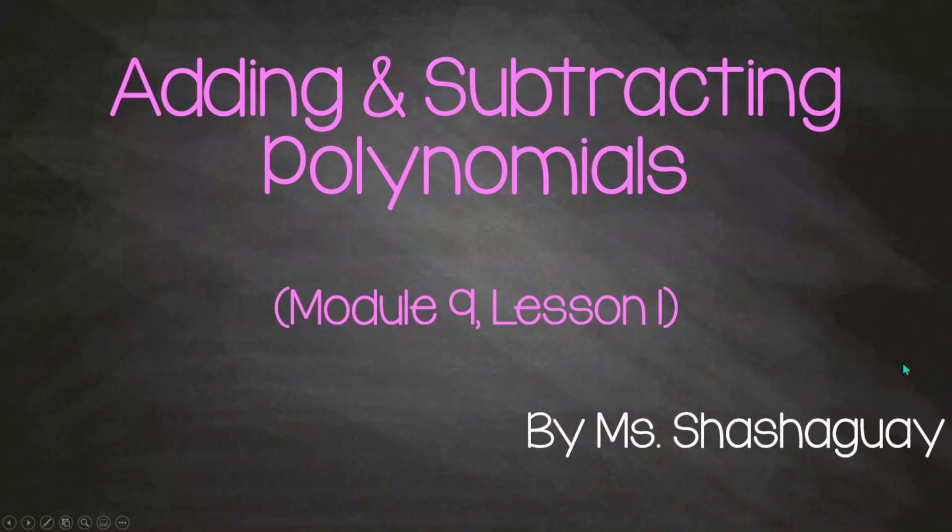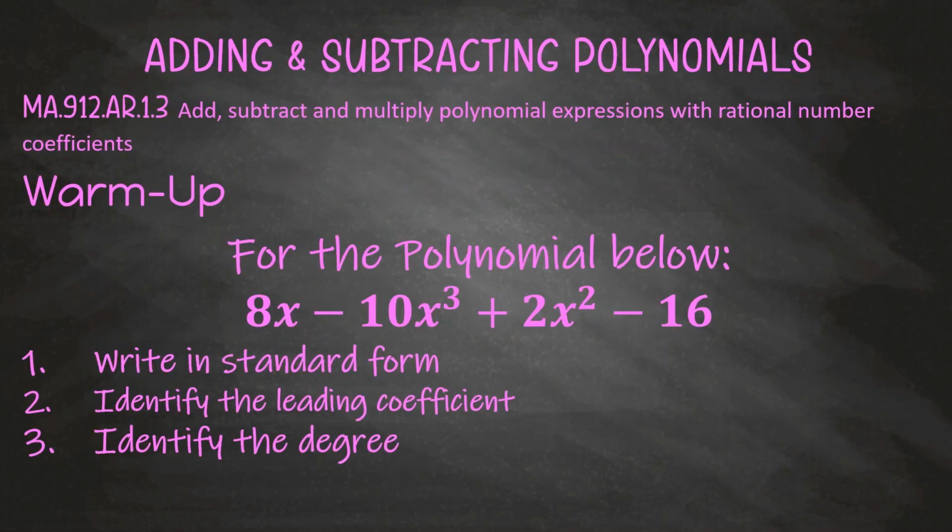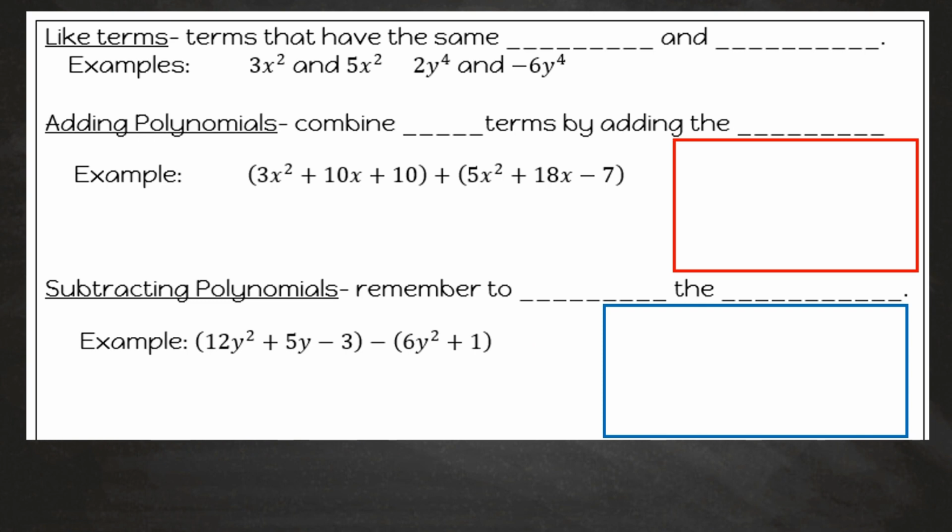All right, in this video, we're going to learn how to add and subtract polynomials, which is Module 9, Lesson 1 for my class. Adding and subtracting polynomials is benchmark AR 1.3, which is add, subtract, and multiply polynomial expressions with rational number coefficients. So this is the warm-up we did today in class. And let's get started with our notes.